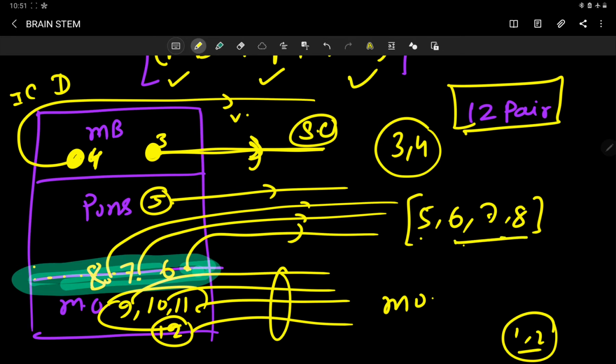5, 6, 7, 8. These cranial nerves are emerging out from the pons, 5 a little bit above, and 6, 7, 8. These 3 cranial nerves are emerging out from the pontomedullary junction. And from the medulla you can see 9, 10, 11, 12. The remaining 4 cranial nerves, 9, 10, 11, 12, are emerging out from the medulla oblongata.